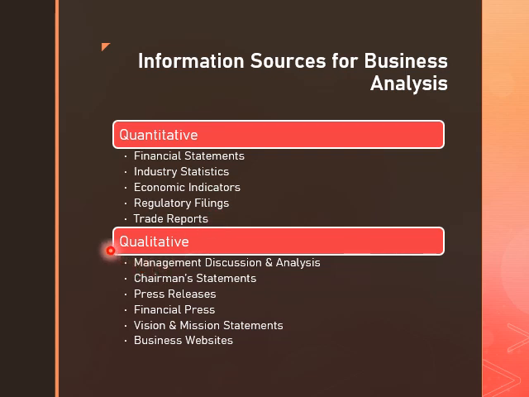And untuk qualitative data, untuk you buat business analysis, you boleh tengok daripada the management discussion and analysis, chairman statement, the press release, the financial press, okay, macam DH ke, ataupun you boleh tengok dekat vision and mission statement of the company and also the business website. These are all sources untuk you dapatkan information untuk you buat business analysis, dan dia ada dua jenis, iaitu kuantitatif yang ada nombor dan juga kualitatif yang tak melibatkan apa-apa nombor.